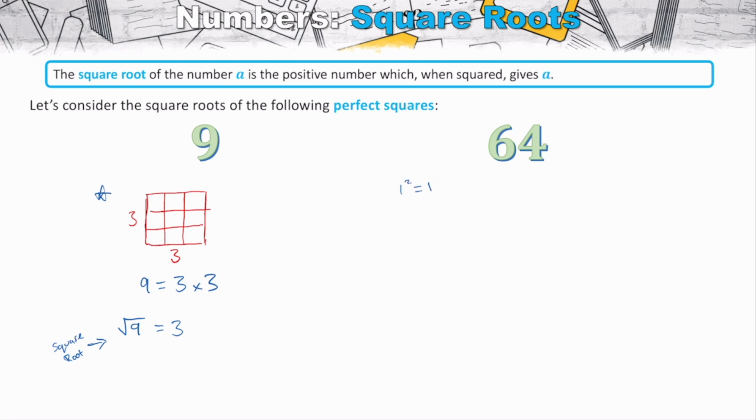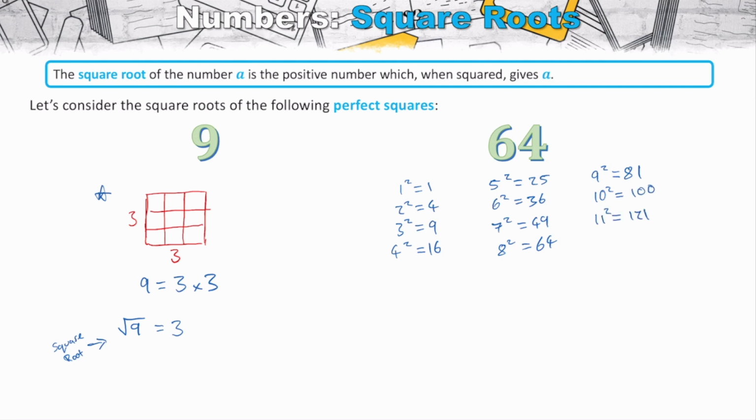If we have 1 squared, that's equal to 1. 2 squared is 4. 3 squared is 9. 4 squared is 16. 5 squared is 25. 6 squared is 36. 7 squared is 49. 8 squared is 64, which is what we're actually looking for. But let's just quickly go to 10. So 9 squared is 81. 10 squared is 100. In fact, we might as well complete the 12. 11 squared is 121. 12 squared is 144.